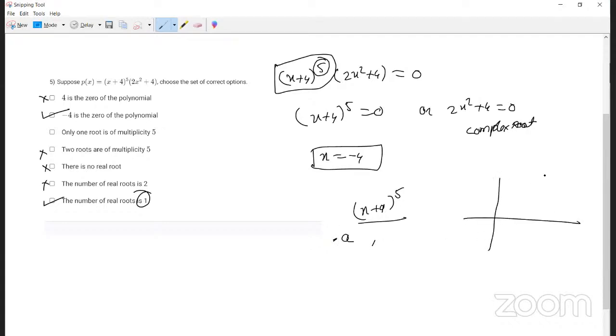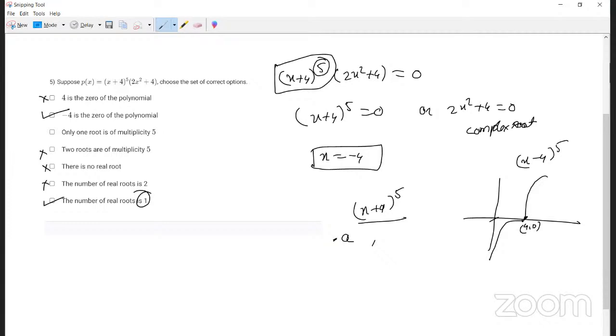Okay, sir, I get it now. If we get that power 5, this thing, that is x plus, okay, x plus 4 will be on that side. Okay, let us consider this (x - 4) to the power 5. So the zero will be 4.